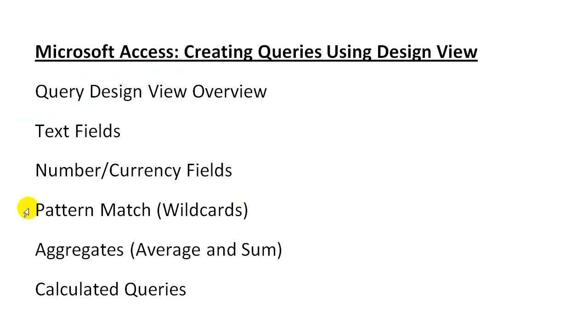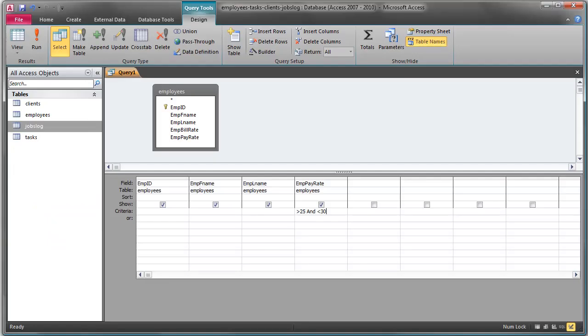Now the next one I want to check out are pattern match or wildcards, and I'm going to do these with text fields. So pattern match wildcards. Let's jump back over to the database. I'll go ahead and delete this number criteria. And let's say I'm looking for an employee whose last name begins with the letter A.